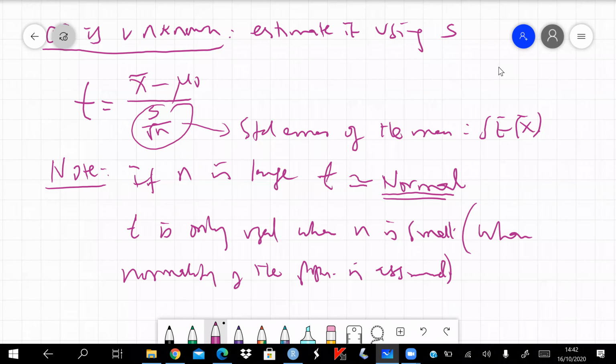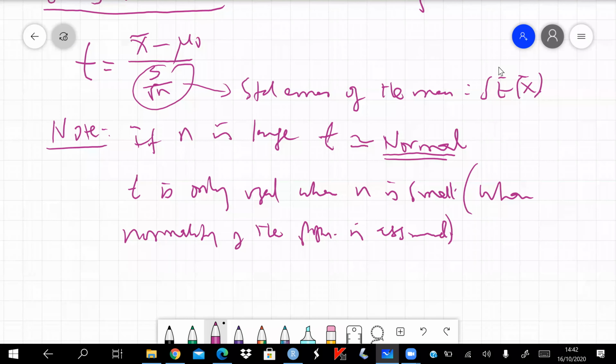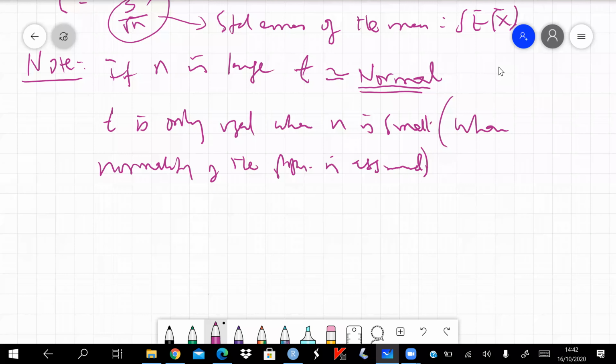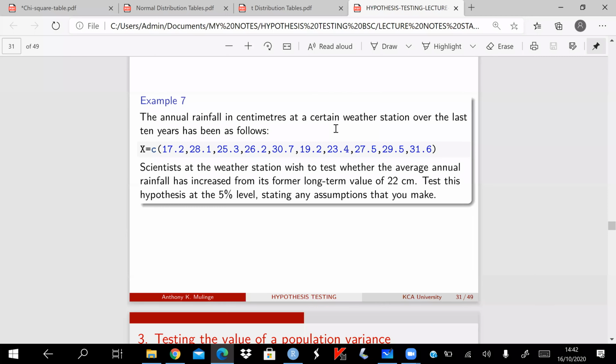We did one example using the Z statistic, and then I gave you an exercise that you have to do at home about rainfall. So maybe I can share with you the question. This is a question that I gave you to look at at home. I hope you have looked at it. So let's try to go through this question very fast.